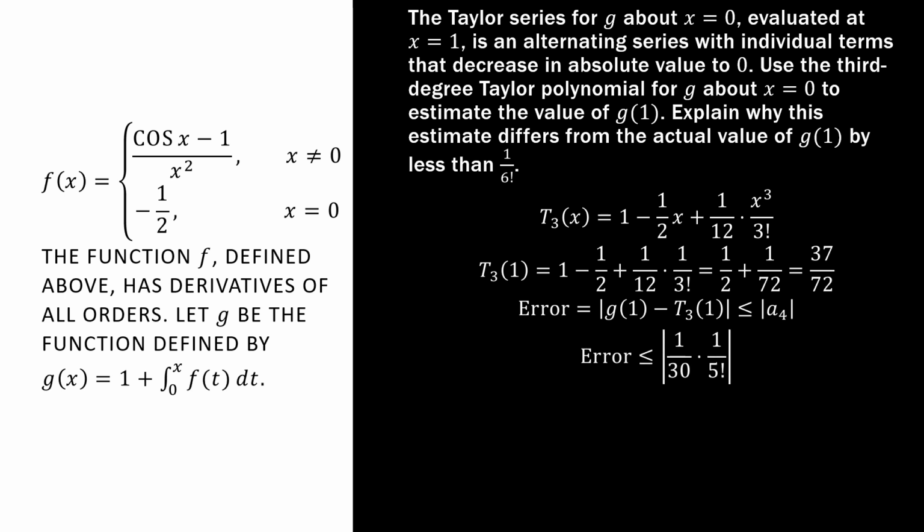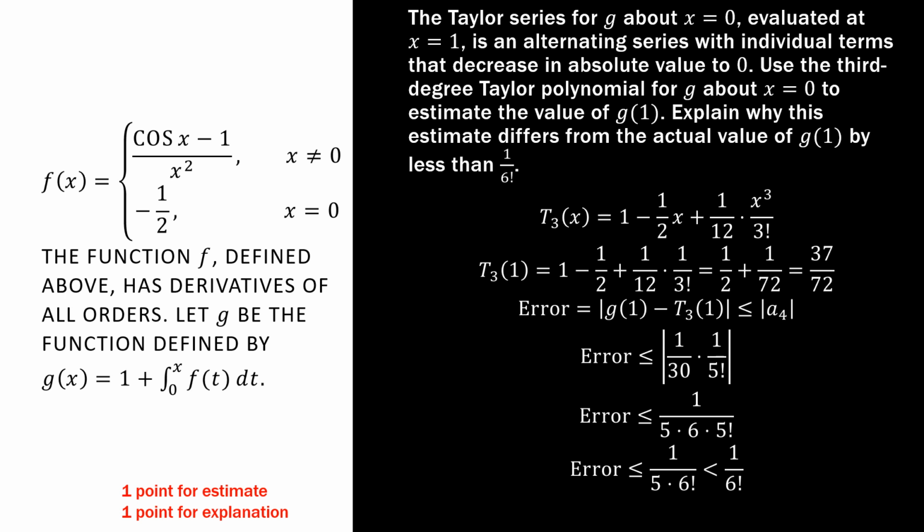All right, so a4, I'm literally plugging 4 into my general term of that series that I got in the last step, and I get 1 over 30 times 1 over 5 factorial. That number, I don't know what it is, it's not calculated, but it for sure is going to be less than 1 over 6 factorial because 6 times 5 factorial is 6 factorial, and then we still have times another 5, so that's going to be less than 1 over 6 factorial. So you're going to get 1 point for the estimate of 37 over 72, and then 1 point for the explanation.